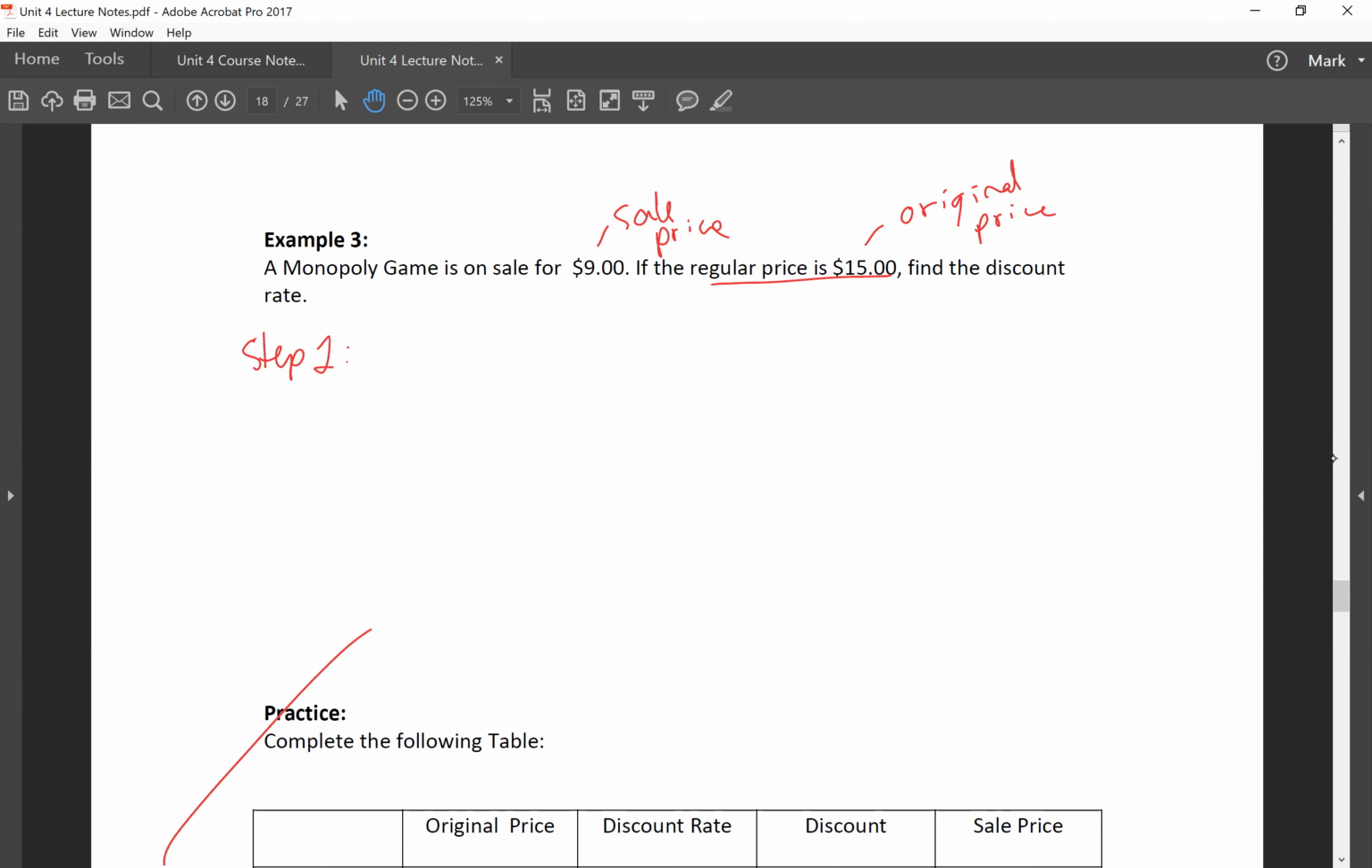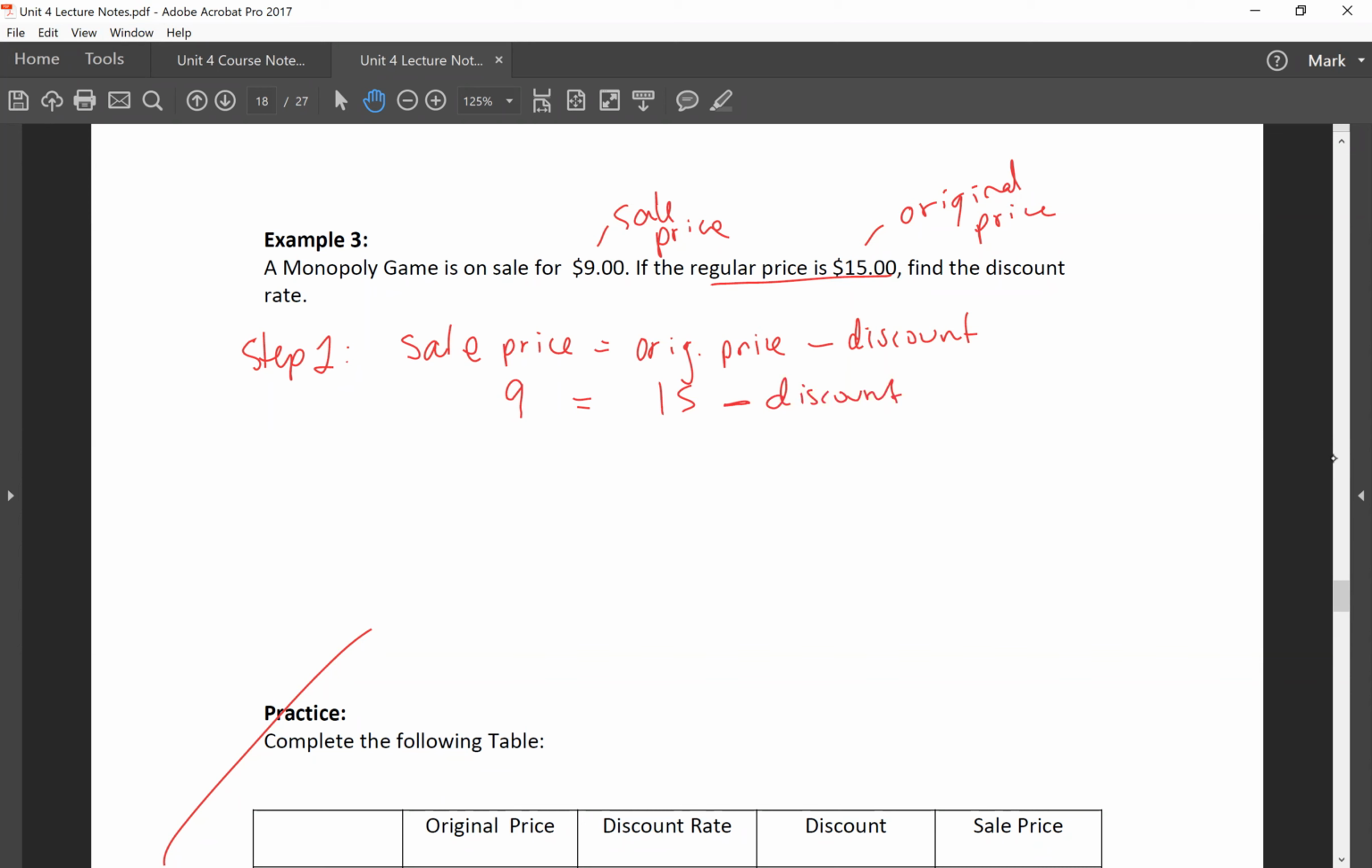Well, we know we can find the discount by saying the sale price is equal to the original price minus the discount. So let's put in our numbers. The sale price is 9. The original price is 15. What's the discount?